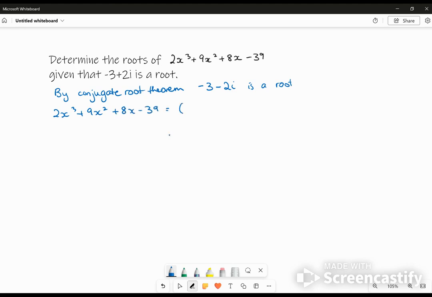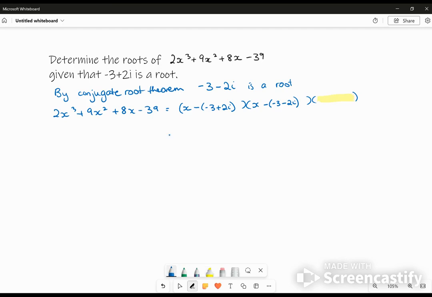Okay, if that's the case, then 2x cubed plus 9x squared plus 8x minus 39 will equal 3 brackets, because it's a cubic. So the first one will be x minus, and the first root is minus 3 plus 2i. And the next one is x minus, and the second root is minus 3 minus 2i. And this last root we haven't yet figured out. So we just want to think maybe there's a question mark in here. We don't know what that one is.